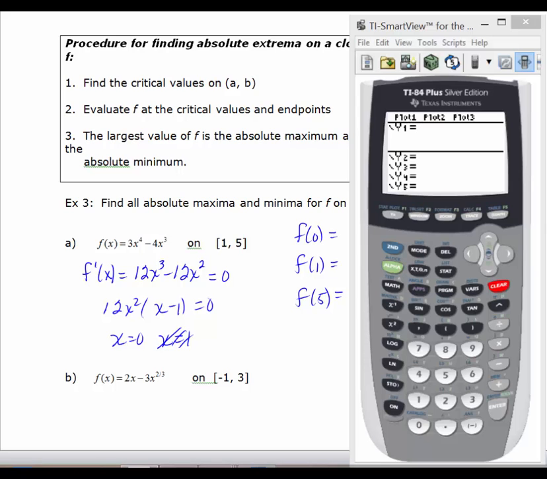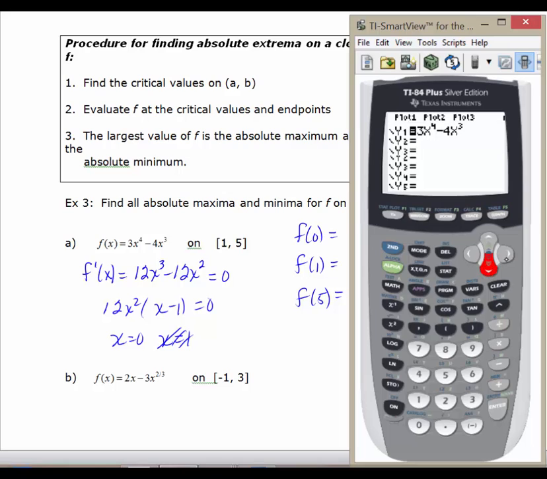So I'm going to type the original function in my calculator, 3x to the 4th minus 4x cubed. I don't need to graph it. I just want to evaluate these values. I can do that using the table feature if I want, or I can do it using the home screen. We use the table feature for this.